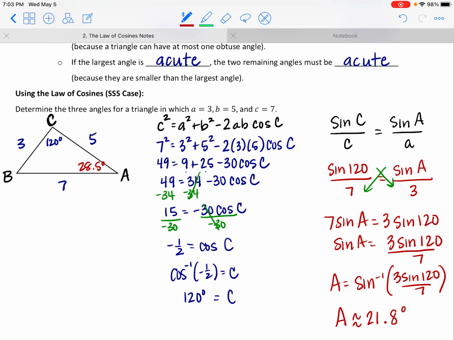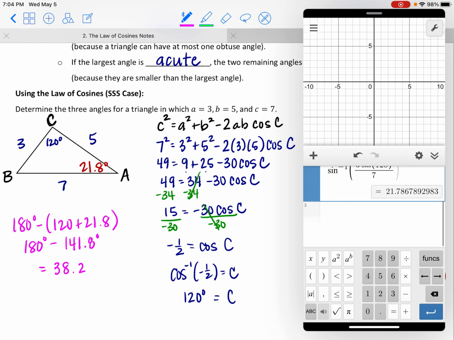Now we don't have to go through much work to get the last angle, because the 3 angles in a triangle have to make, what the heck? I don't know where 28.5 came from. I'm so sorry. I know that the 3 angles in a triangle have to make 180 degrees. So for my last angle, I have 180 degrees total. I'm going to subtract out the 120 and the 21.8. So that's 141.8. If I subtract from 180, what's going to be left is 38.2, I think. Let me not get this far and then mess up.